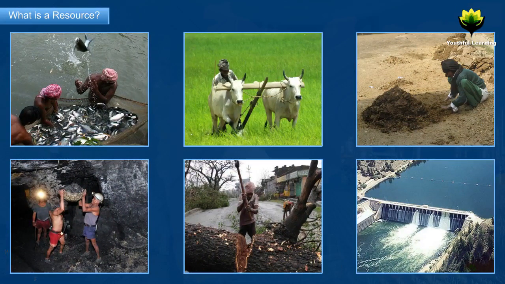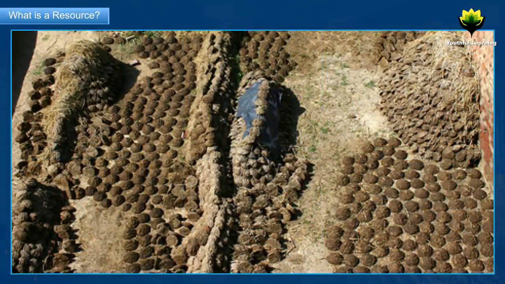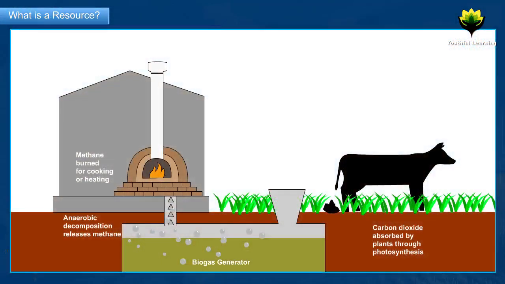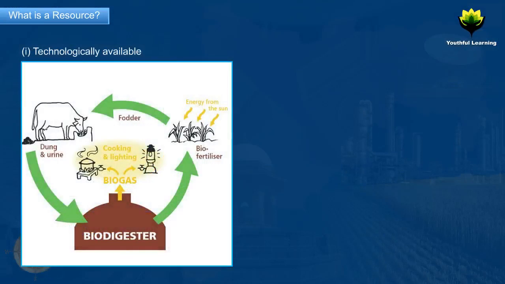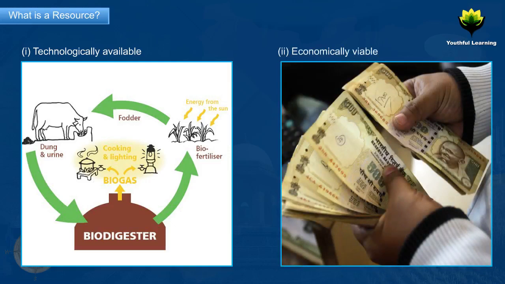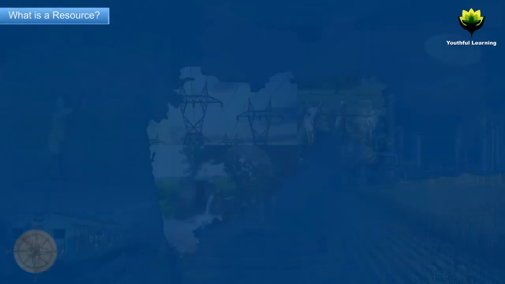For example, even though biogas existed since a long time, it became an energy resource only when the technology to use it was developed. Thus, a material would be referred to as a resource if it is 1. Technologically available, and 2. Economically viable. Optimal use of such resources is necessary as it contributes to the development of a region.